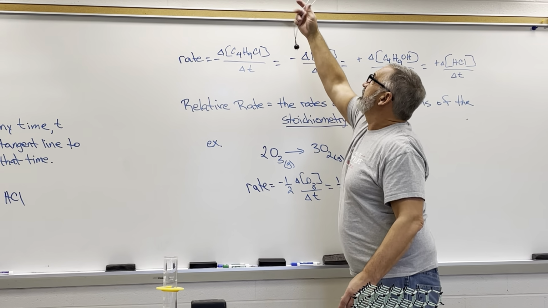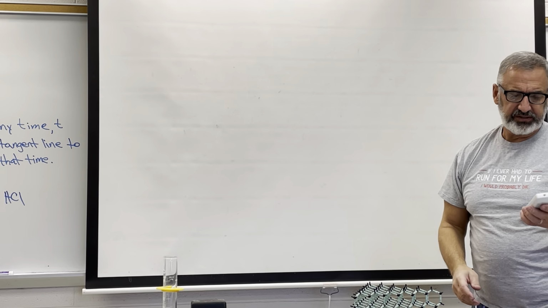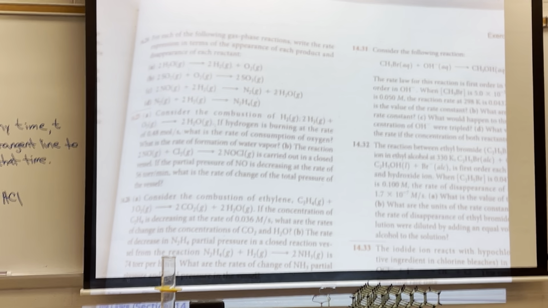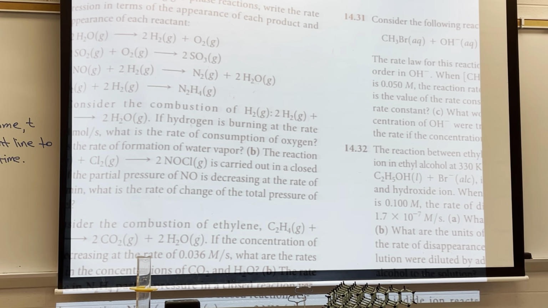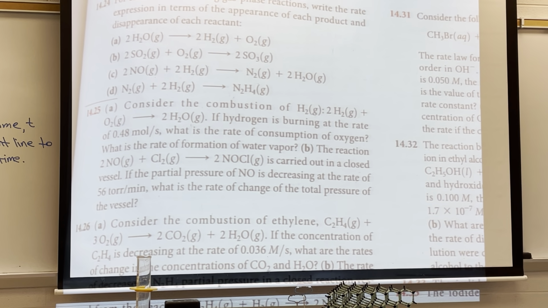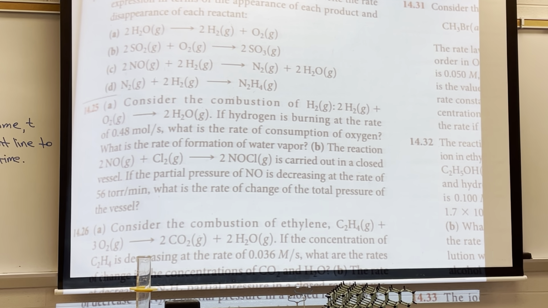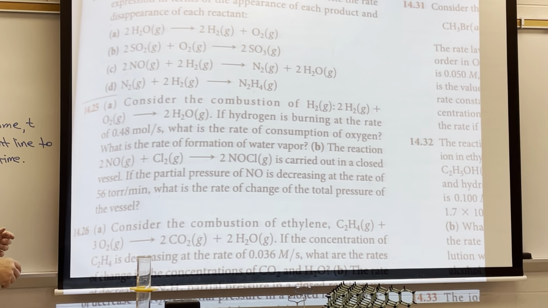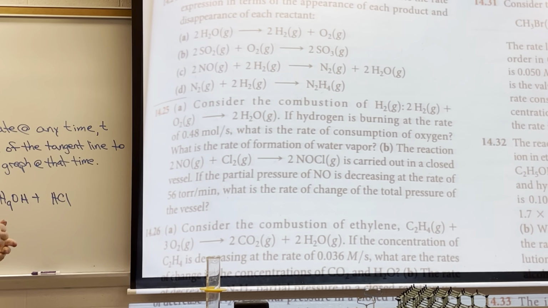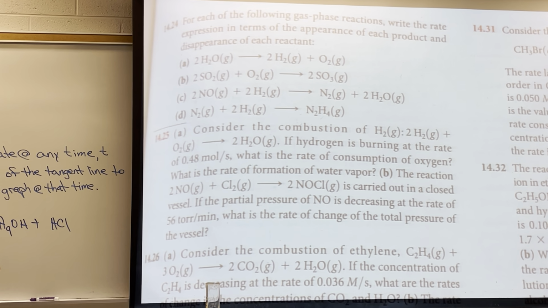So if I look at this, number 24 on page 619. For each of the following gas phase reactions, write the rate expression in terms of the appearance of each product and the disappearance of each reactant. In other words, the relative rate laws. How do they compare to each other?